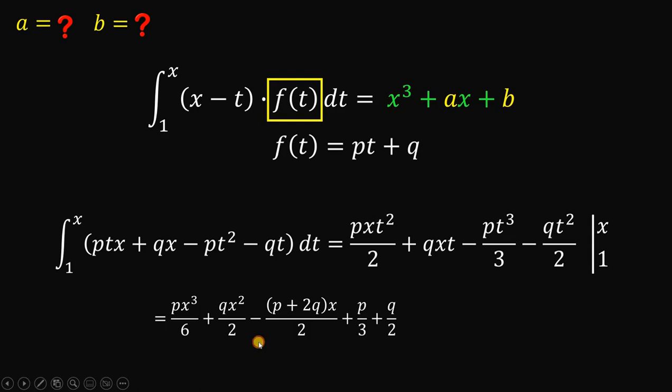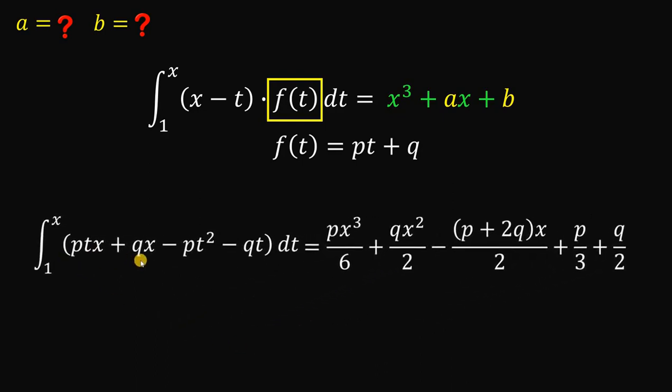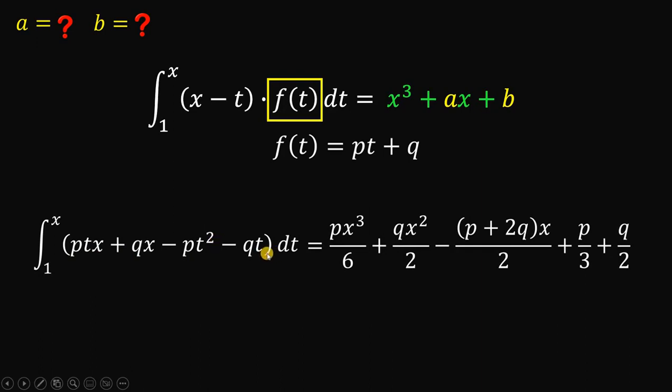Now, this is the result when we integrate the expression from 1 to x. Take note that the result of this integral is also equal to x cubed plus ax plus b. So we are going to just compare these numerical coefficients. First, let's compare the numerical coefficient of x cubed. We can say that p over 6 must be equal to 1. Solving for the value of p, let's multiply both sides by 6. So we get that the value of p must be equal to 6.